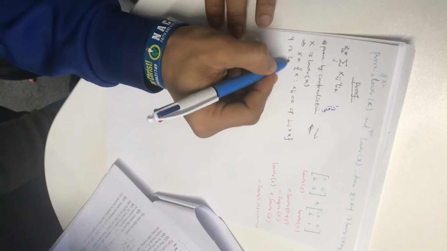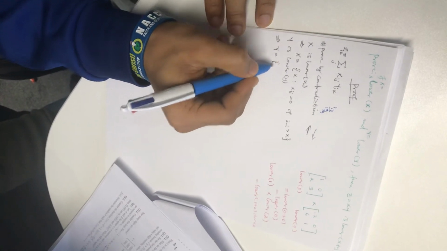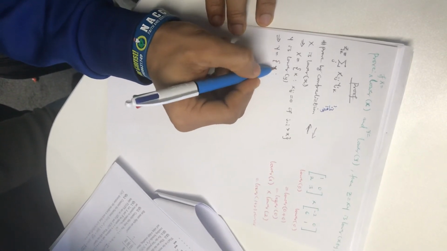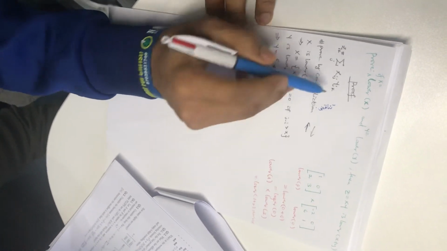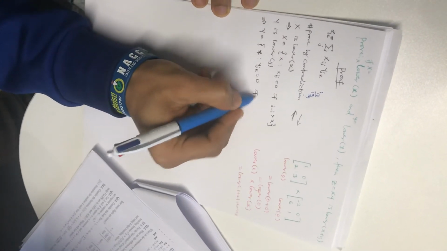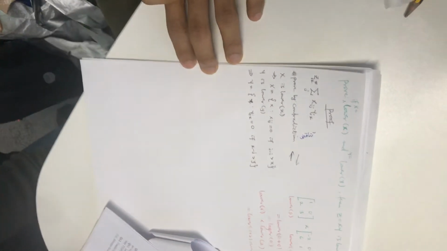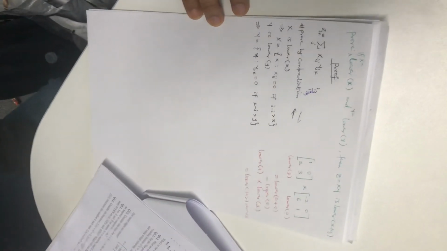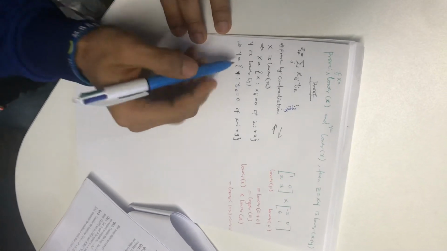Y is lower implies that y is such that y_jk is equal to 0 if k minus j is greater than y, right? Now, this is what we expect. So now this is x, this is y.